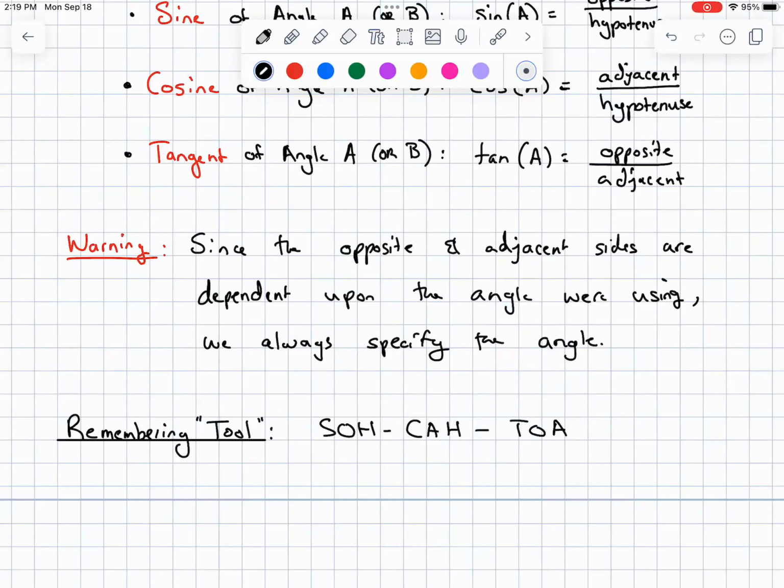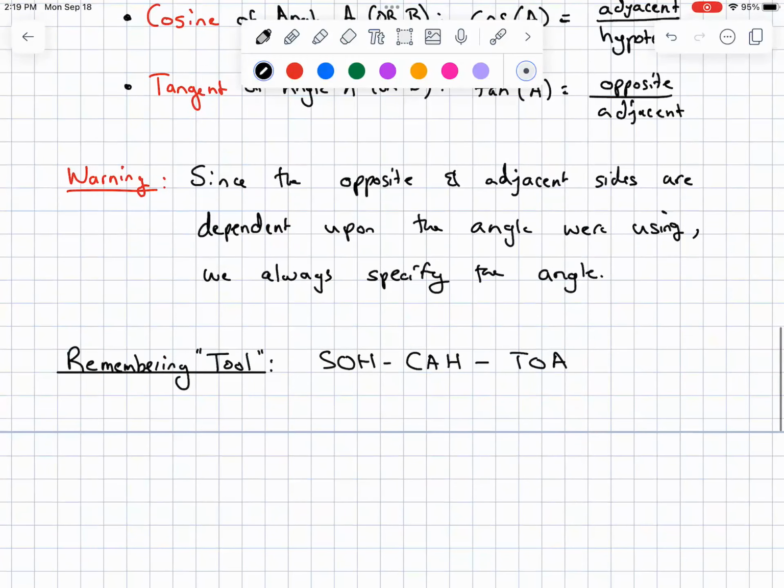So what it represents: sine is opposite over hypotenuse, right? Sine of blah is equal to opposite over hypotenuse. Cosine of whatever is adjacent over hypotenuse, and then tangent of the angle is equal to opposite over adjacent.